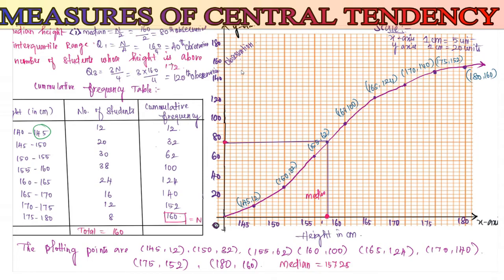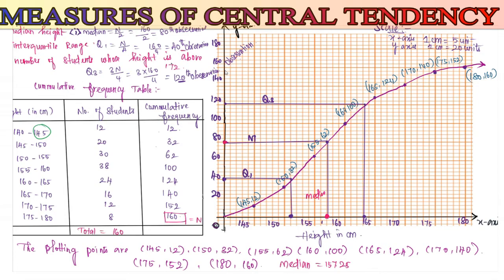Next we need to draw the first quartile. First quartile is the 40th observation. So 40 is here. From here you need to draw the horizontal line to the curve. From the curve, now you have to draw the perpendicular line to the x-axis. Now this is Q1. Next we need to find Q3 from the 120th observation. This is Q3. Now from the curve you need to draw the perpendicular line to the x-axis.